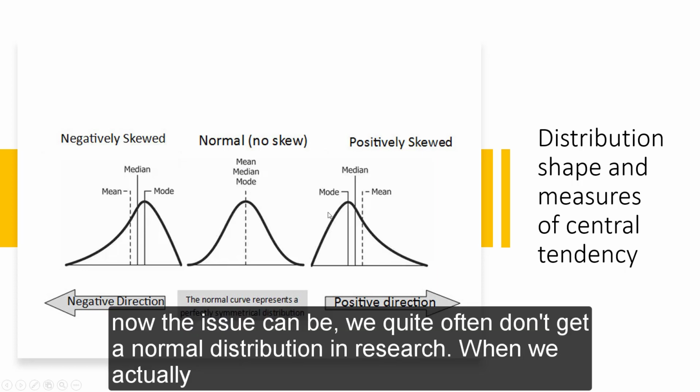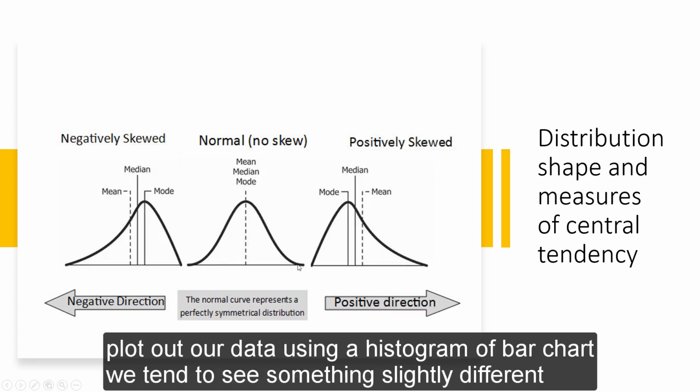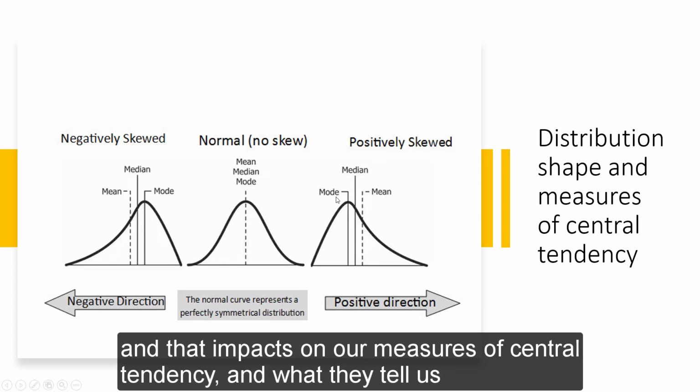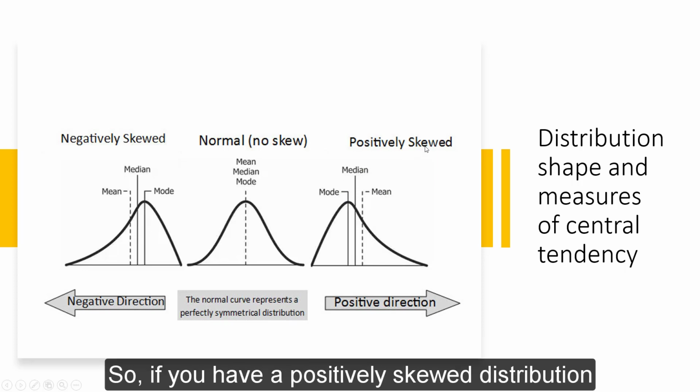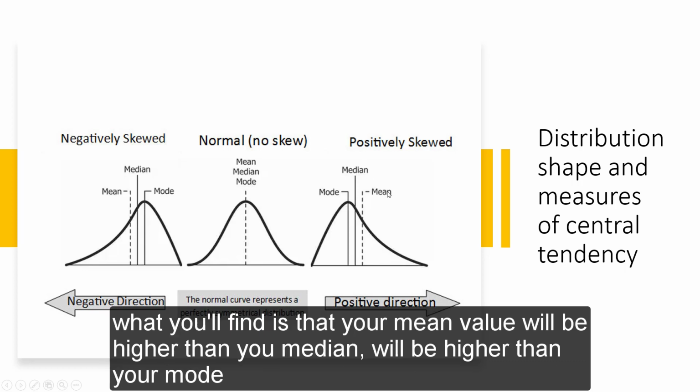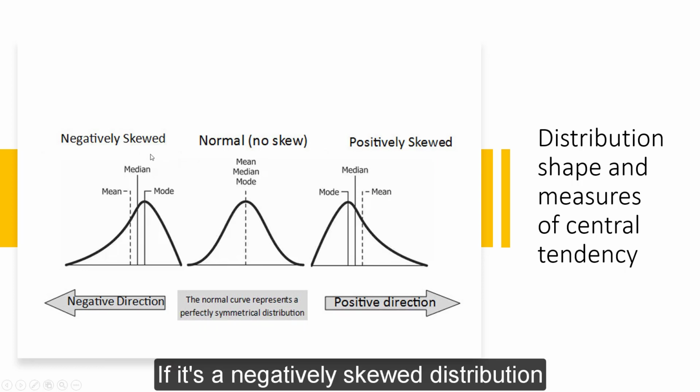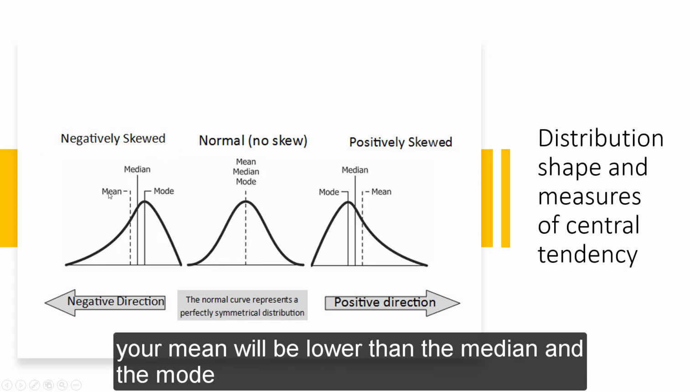Now the issue can be we quite often don't get a normal distribution in research. When we actually plot out our data using a histogram or bar chart, we tend to see something slightly different. And that impacts on our measures of central tendency and what they tell us. So if you have a positively skewed distribution, what you'll find is that your mean value will be higher than your median, will be higher than your mode. If it's a negatively skewed distribution, your mean will be lower than the median and the mode.